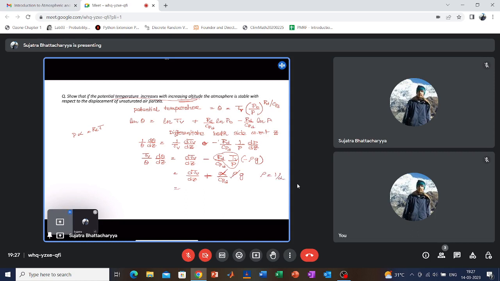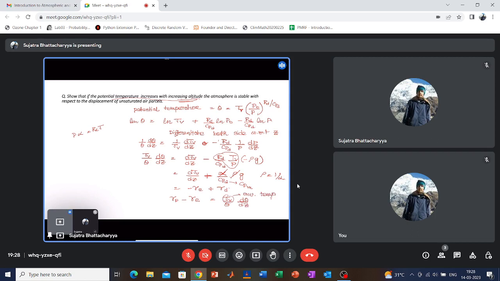Now what is this G by CPD? G by CPD is nothing but the dry adiabatic lapse rate, and this is the environmental lapse rate. Therefore gamma E, let us write it with a negative sign, and G by CPD is nothing but gamma D. Or if this CPD becomes CP moist, then this will be gamma of the parcel. Therefore we can see that gamma of parcel minus gamma of environment will be equal to TV by theta d theta dz, and this TV you can consider as the environment temperature.